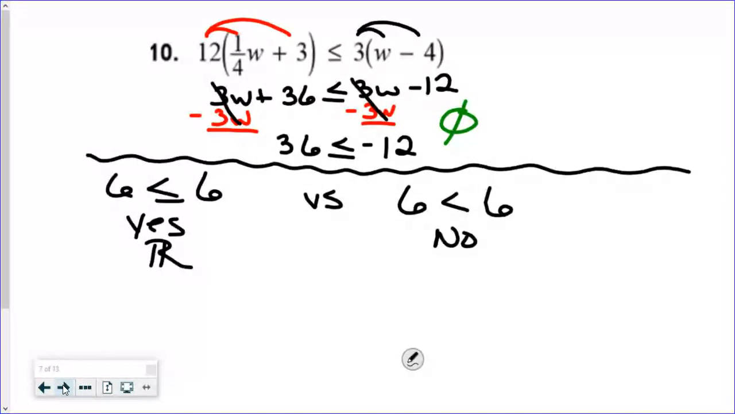It doesn't have that little equal sign. So that would be a no solution. So do you see the difference? Please be careful on those. You have to remember what that little line underneath the symbol means, or equal to. One little thing can make a big difference.